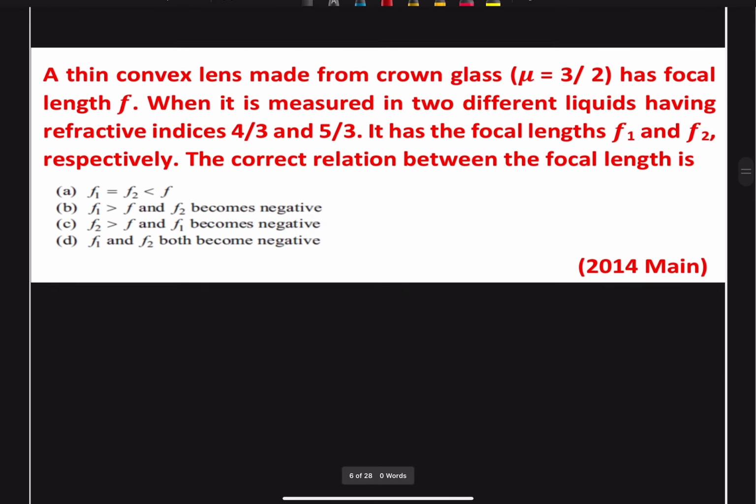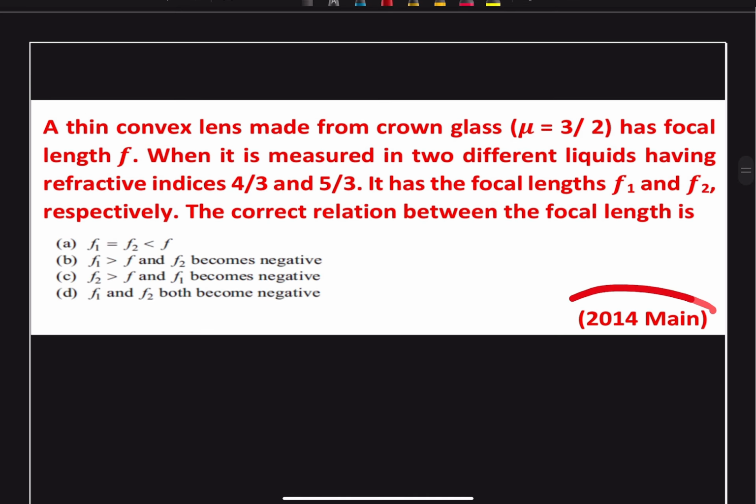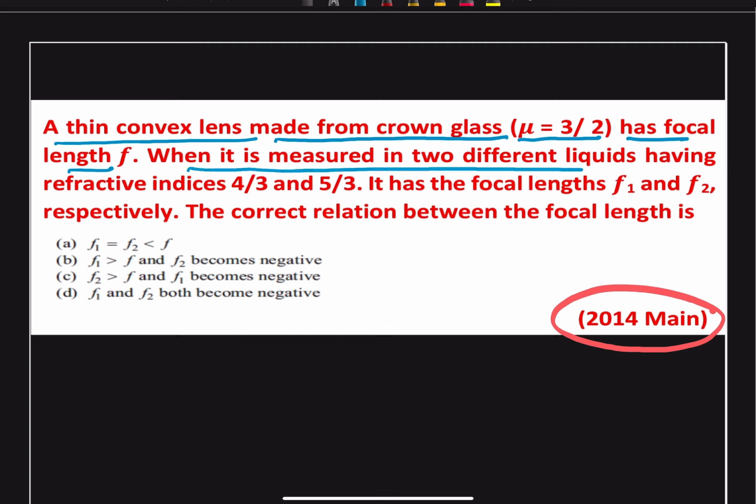Next question. It was asked in the 2014 mains, and it states that a thin convex lens made from crown glass, mu is 3 by 2, has a focal length f. When it is measured in two different liquids having refractive indexes 4 by 3 and 5 by 3, it has focal lengths f1 and f2 respectively. The correct relation between the focal lengths is? So we are going to find out the relation of the focal length with respect to two different liquids, that is two different refractive indexes.